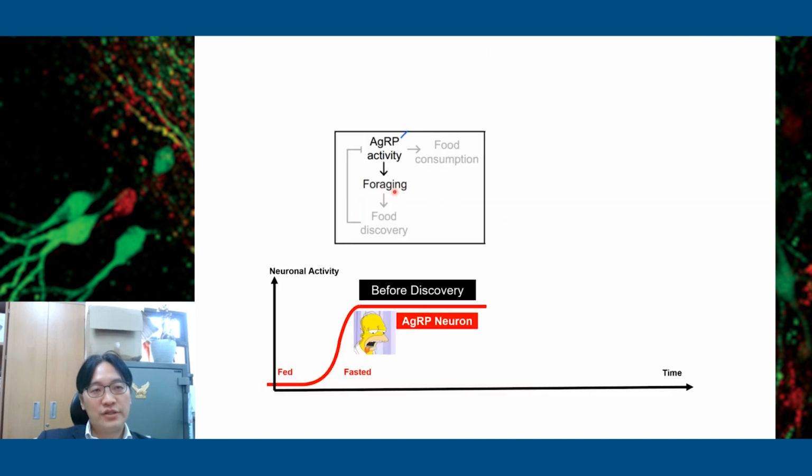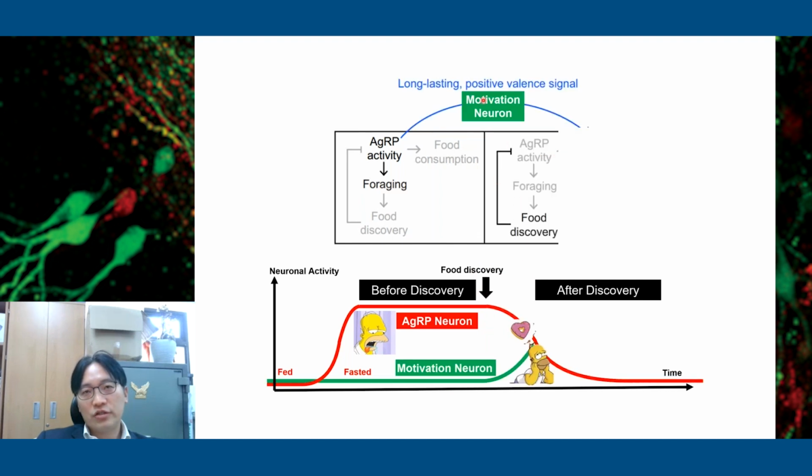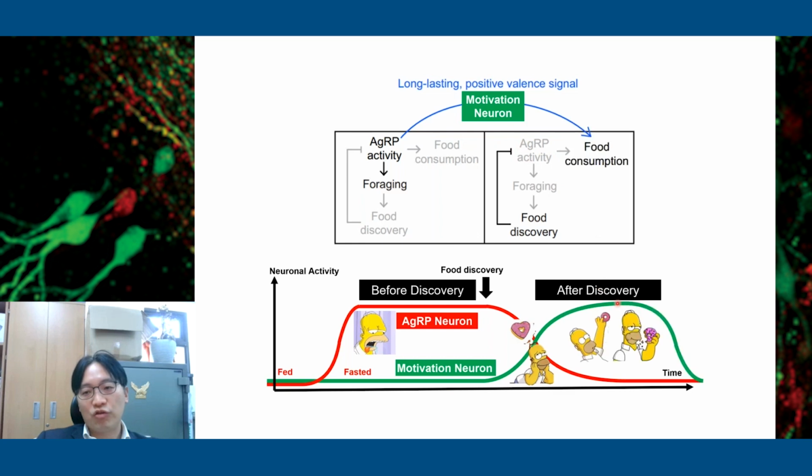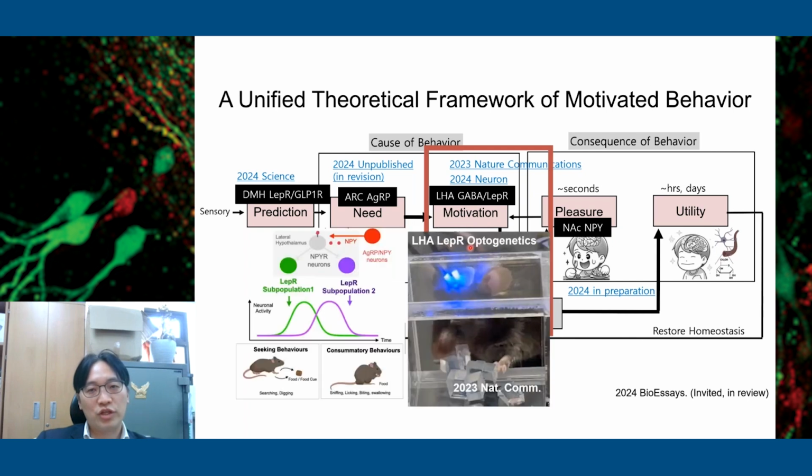So based on this, people thought that these AgRP neurons are inhibited by the food discovery, and then there are some other signals that really drive the eating behavior. So this is the conceptual framework that we are based on. So let me go over and talk about the lateral hypothalamus neurons. I think they are encoding the motivation. So we show that there are two subpopulations of the neurons. So I'm going to go through that.